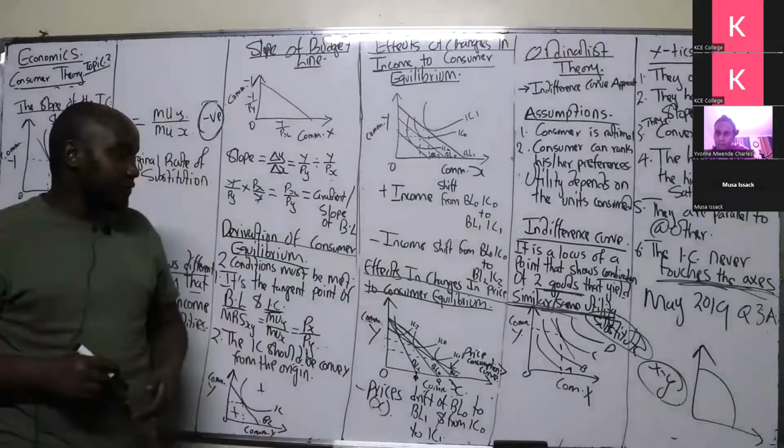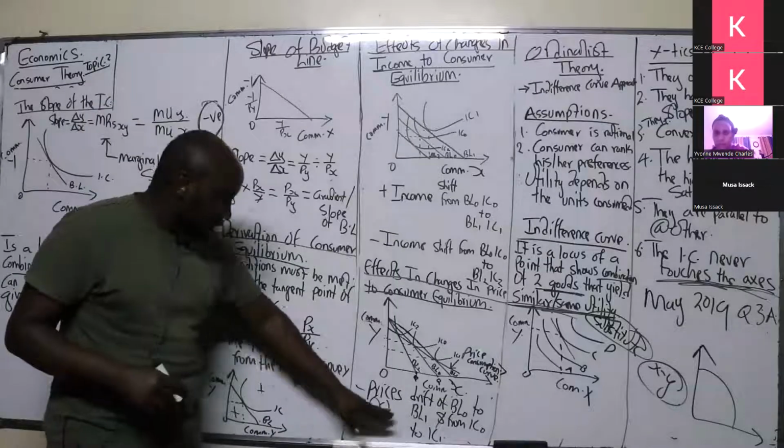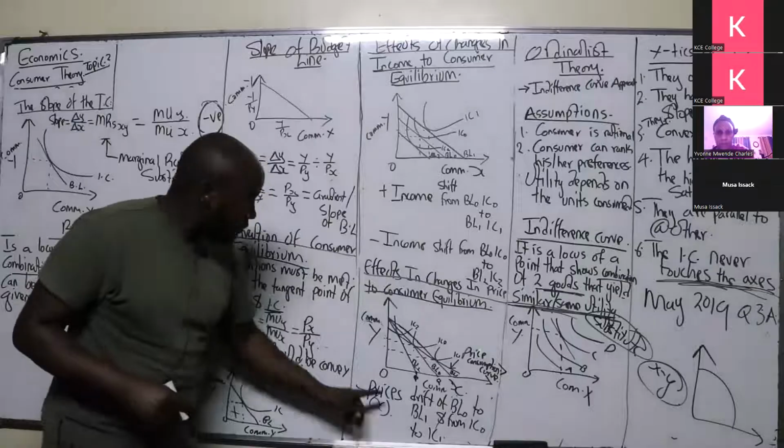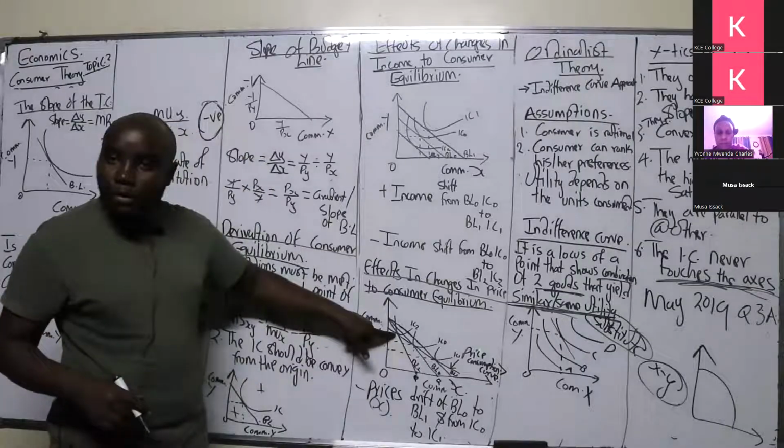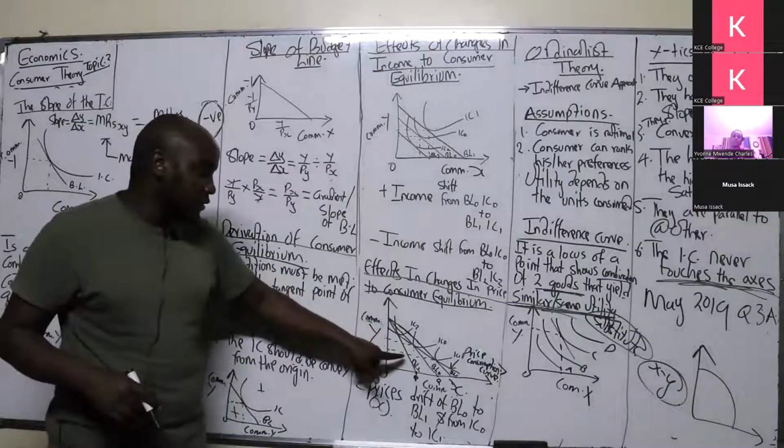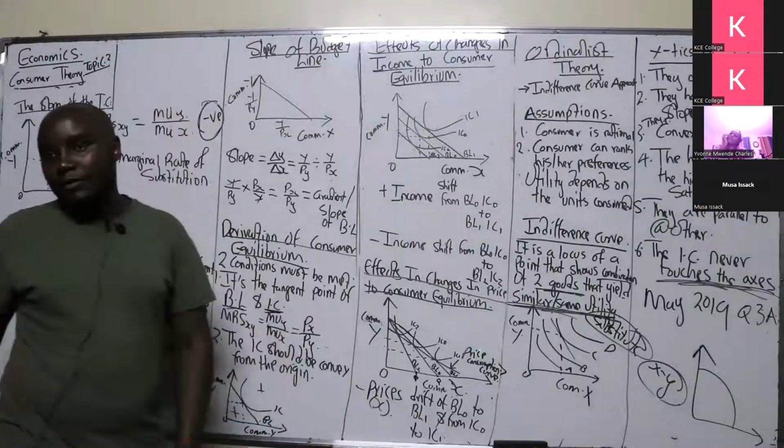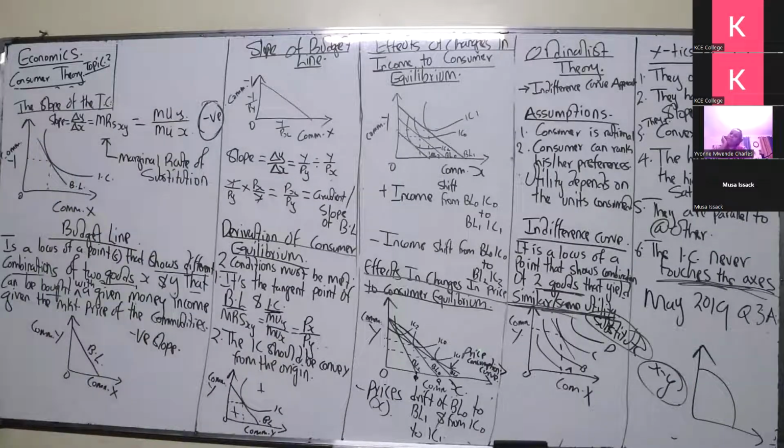And vice versa, whereby if we decrease the prices of Y, people will consume more of Y at the expense of X, and so forth. Is that clear? Yes, yes.